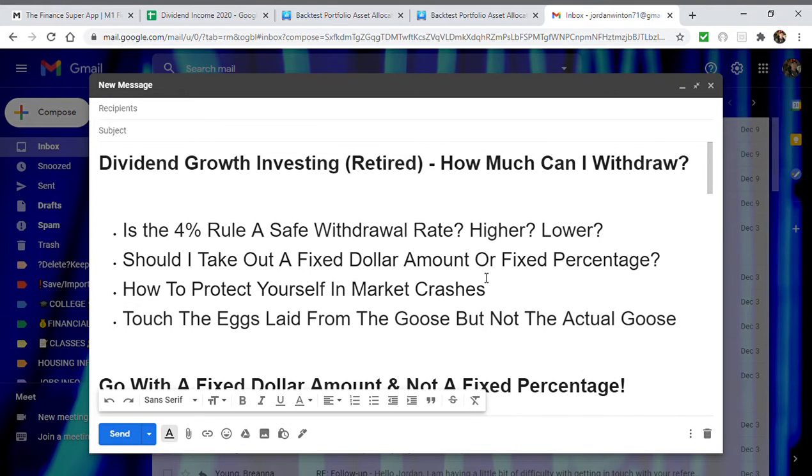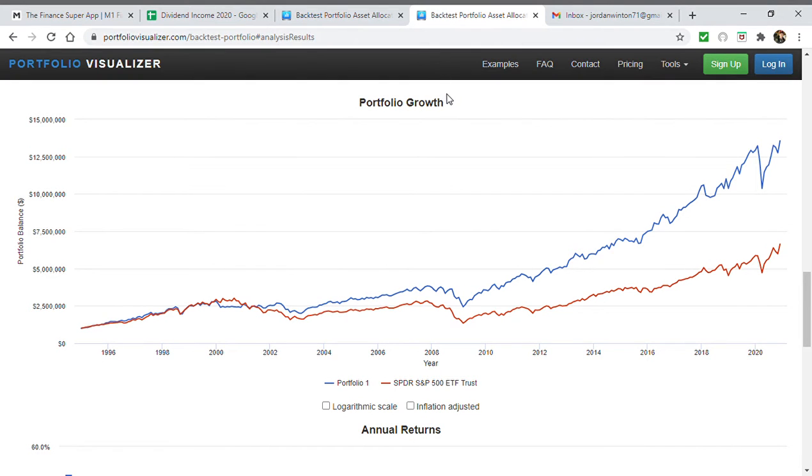We're going to go over how you should be protecting yourself in market crashes. This is important for all investors, not just retired, but growing investors as well. And then how you should always look to touch the eggs laid from the goose, but not the actual goose itself. So basically what that means in layman's terms, be touching what your portfolio produces and not what it's actually worth. Does that make sense? Touch the interest, not the principal.